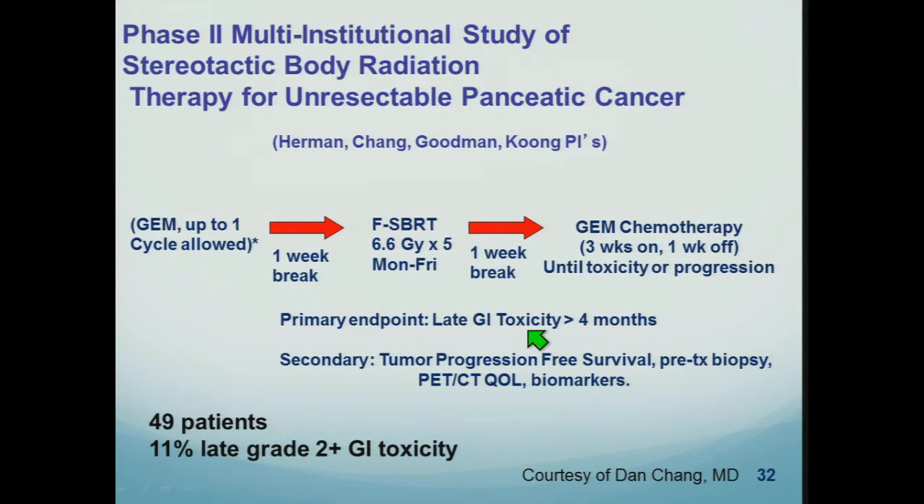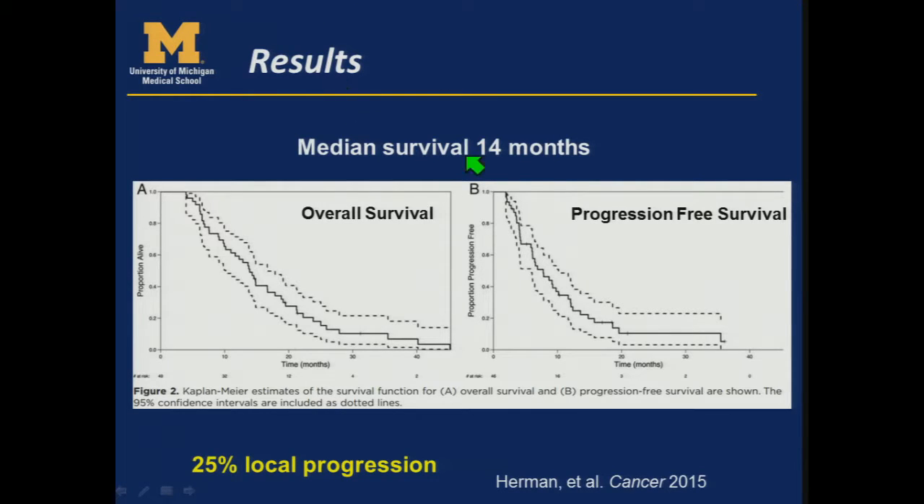The primary endpoint was late GI toxicity, because that has been the primary concern for pancreas SBRT, and then they wanted to see how well it worked also in secondary. They had 49 patients, and they had 11% late grade 2 toxicity, which is quite good for SBRT and very promising. Overall, the median survival was 14 months, which is about on par with any fractionated radiation series, so not better, but not worse, and condensed into 5 days. Overall survival curves you can see here, and progression-free survival as well. Overall, with the doses they use, there was about a 25% local progression, which is about on par with fractionated series as well.